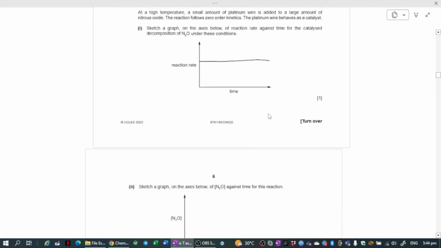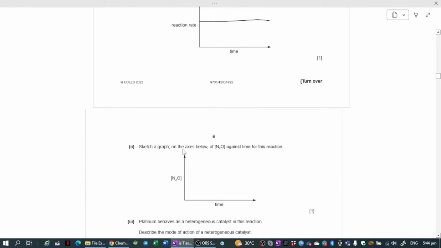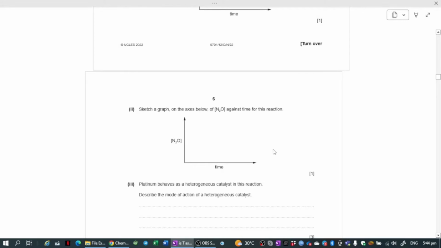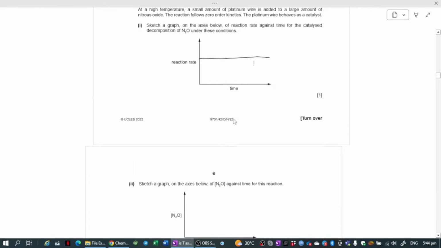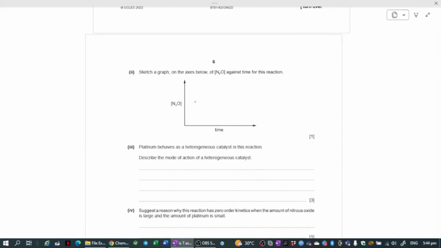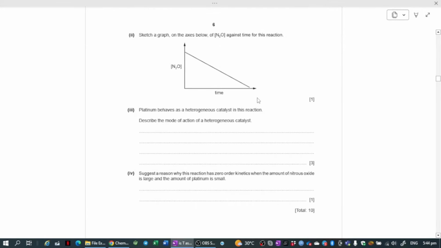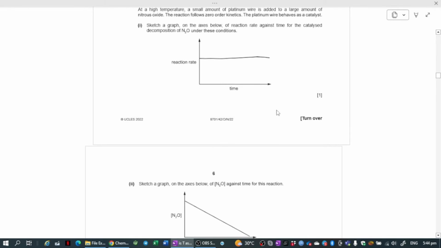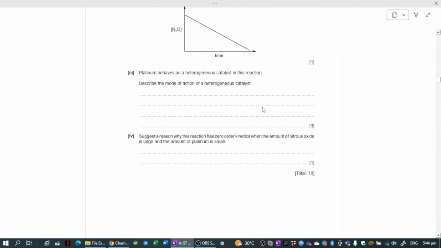right? And then they ask us to sketch a graph on the axis below of the concentration of N2O against time. And you should also recall that for a zero order reaction, because there's a constant rate of reaction, there is a constant decrease like this with respect to time. So this is what our graph would look like here. All right? So hopefully pretty standard questions there.